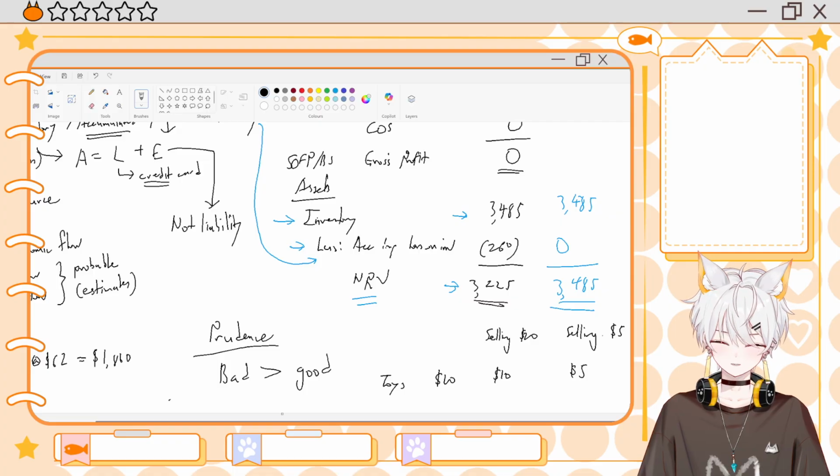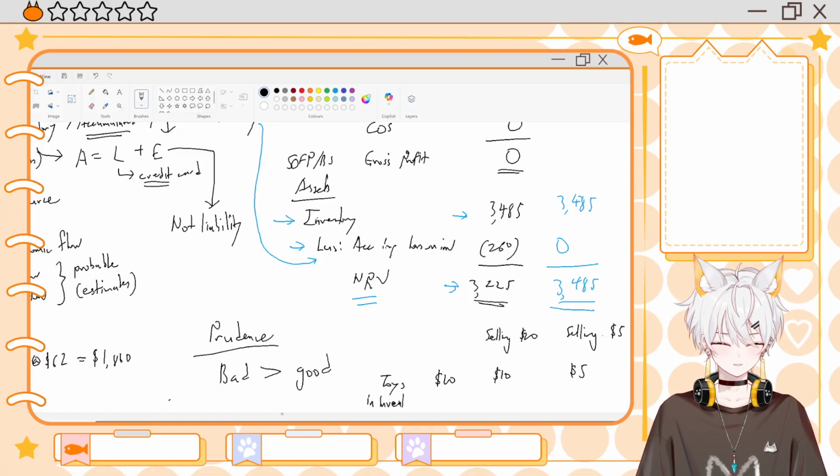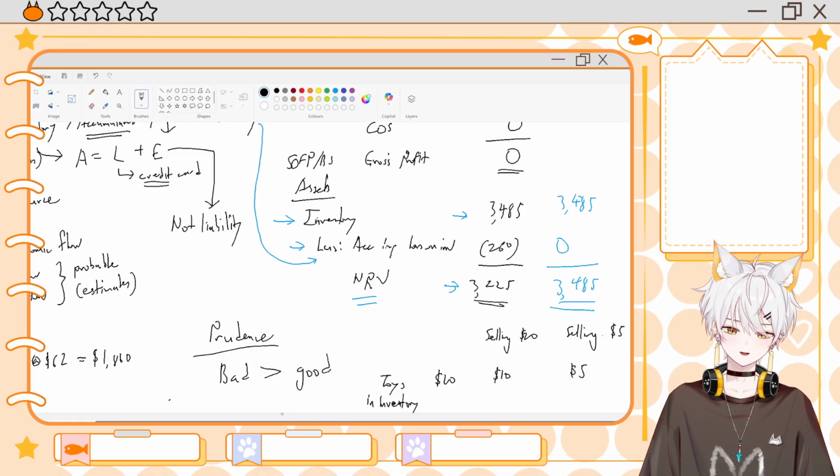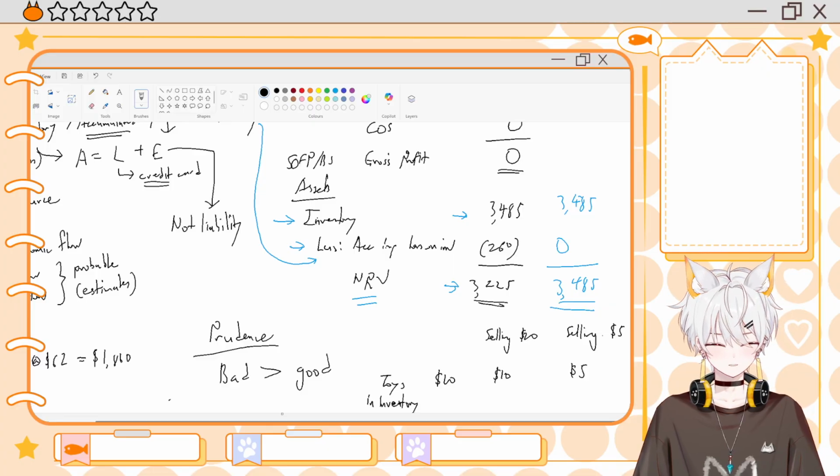So toys, in inventory, I think this is the distinction here. When you realize it, then of course you can say that, oh yeah, I did sell it for $20. I made a profit, right? Yeah.